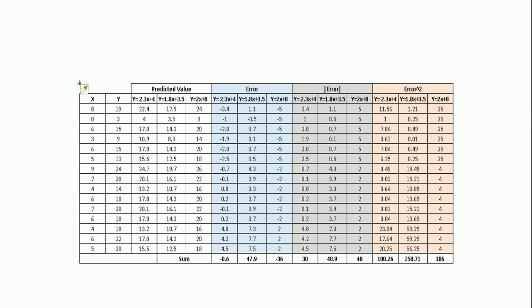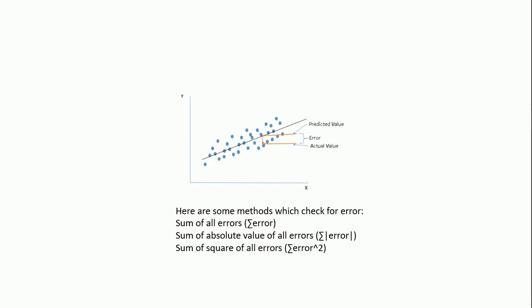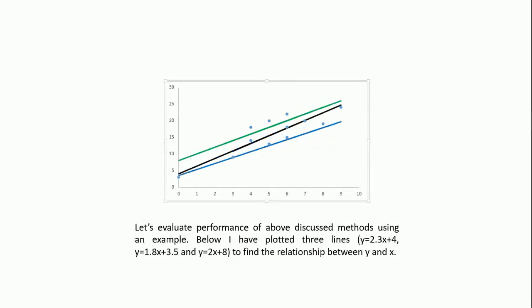Now we will use the second method, which is the sum of absolute value of all errors. Whatever errors I have got in the blue tuple, that is minus 3.4, 1.1 and minus 5, I will take the absolute value of them, so all the negative signs will be cancelled out, and we will get 3.4, 1.1 and 5. And the third one, for the first tuple, is the sum of square of all errors.